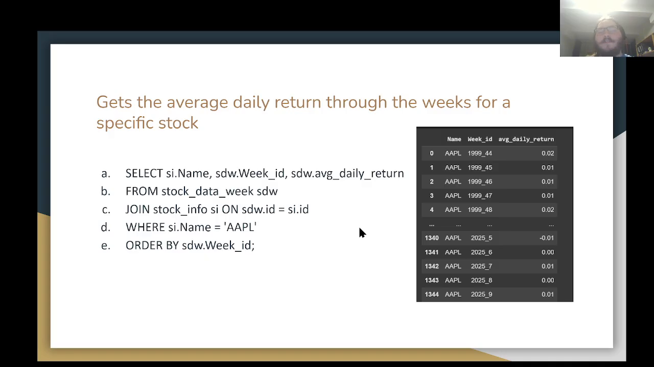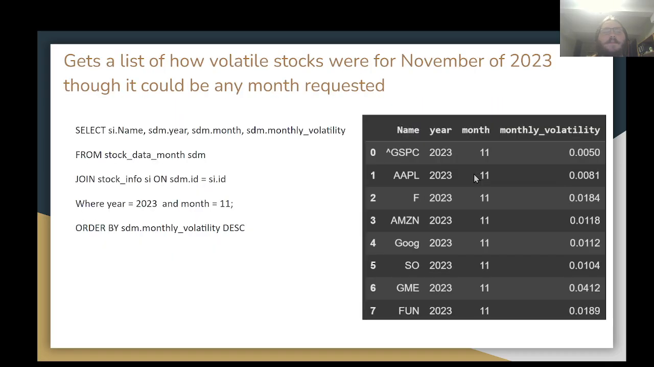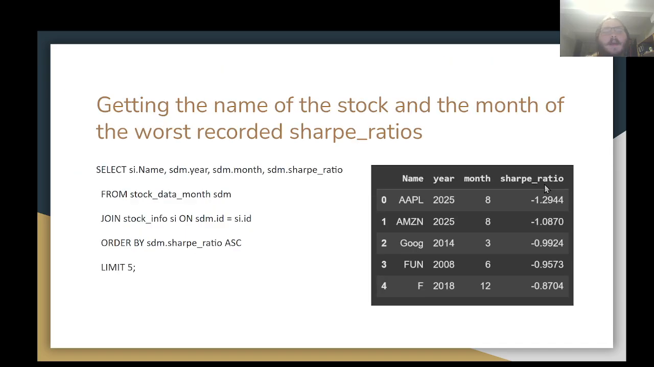Average daily return for a specific week for a specific stock. This would be really useful if you were going through and comparing stocks. I guess you could make a whole new table out of this. I also listed how volatile stocks were in November of 2023, as you can see here, and you could easily change this to any year and month to get the different volatilities. I also got the worst Sharpe ratios of all time for any given month. So like Apple had the worst one in August of 2025.